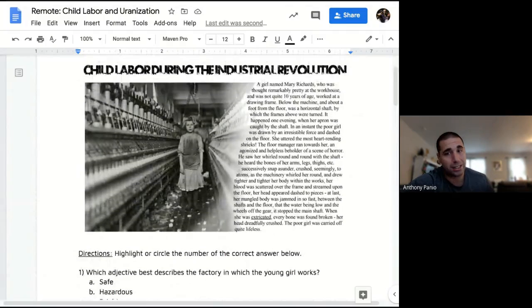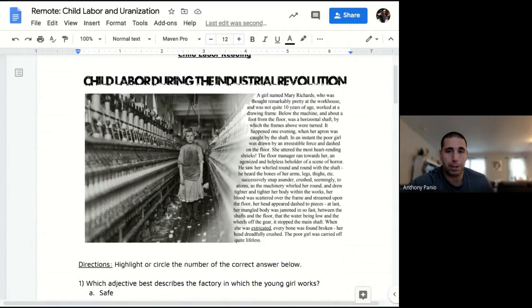This first reading is sad. Okay, it's very sad. So I'm just letting you know. Okay, it's going to be tough to read, but this is kind of what happened throughout this time, and this is why we had to make changes to children working in factories.